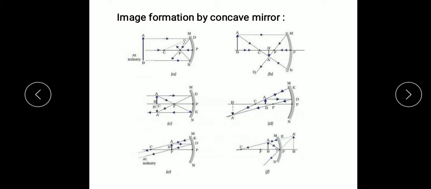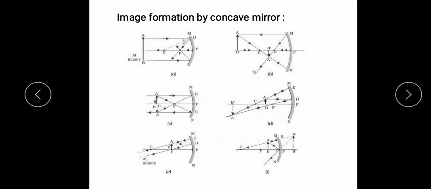Now next one, when the object is placed between the focus and the center of curvature, the position of the image is formed beyond the center of curvature, and the nature of the image is real, inverted, and magnified. What is meant by magnified? The size of the image is more than the size of the object.